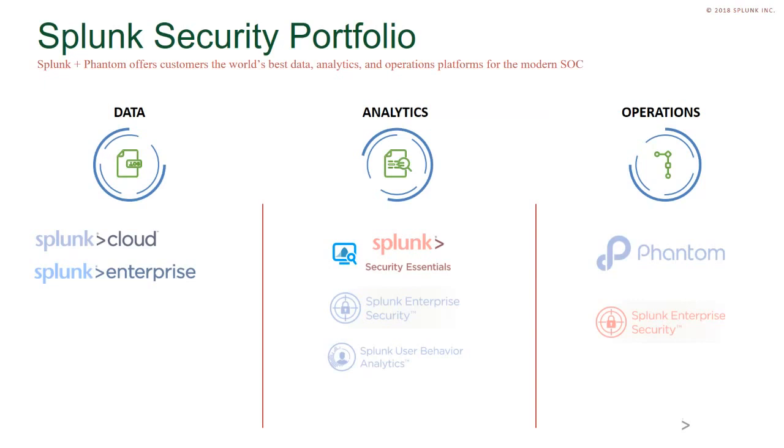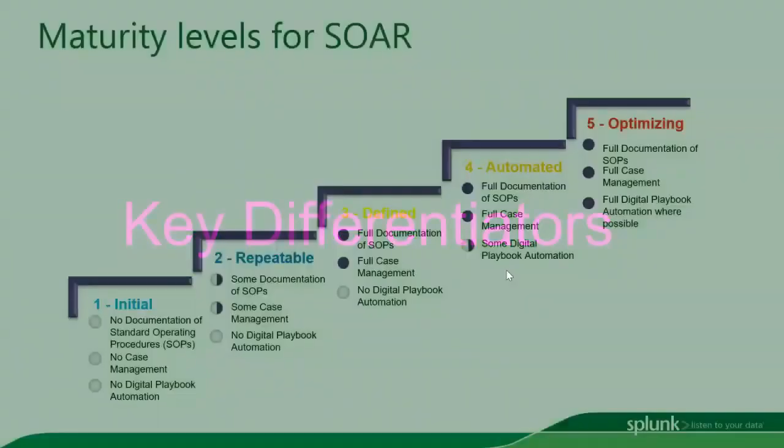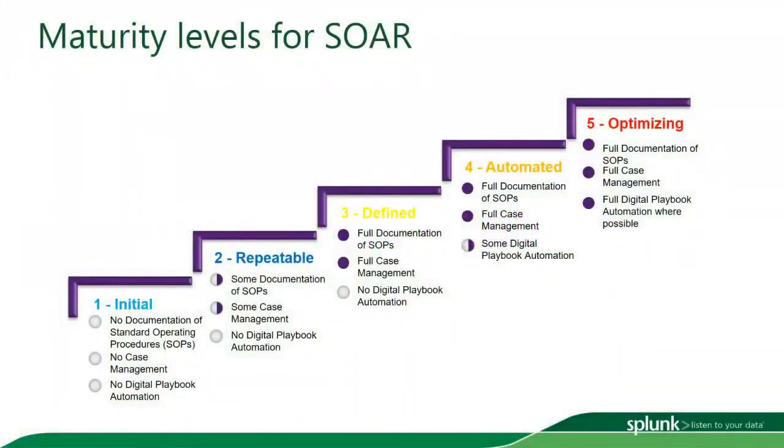And now from the operations side of it, you have Phantom, which works on top of Enterprise Security, which we have discussed until now. Okay. Key differentiator, let me wrap this up fast. So this is all which we have discussed. The first three steps, initial, repeatable, defined, are maturity steps needed for any security operations center. These steps are important, and every SOC goes through those steps.